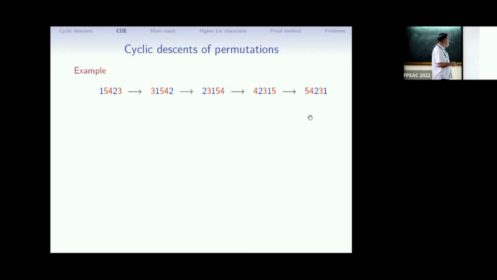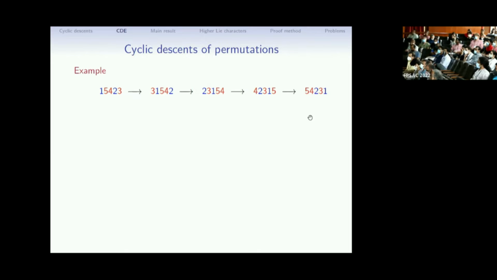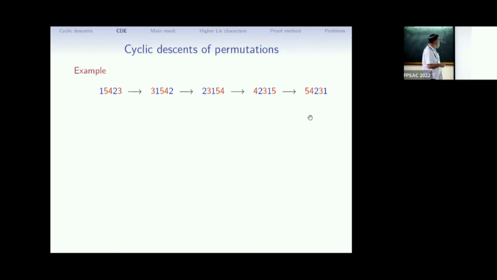Okay, let's look at this sequence. This is a series of shifts, or rotations. We shift the permutation, so 3 would be in the first position. Now 4 is in the last position, and so on. There are 5 permutations in this orbit of cyclic shifts, or rotations, of the permutation.